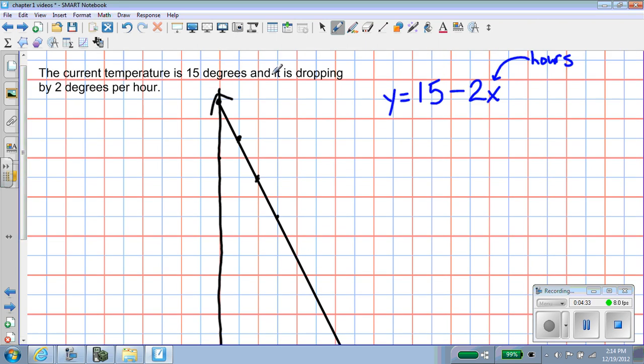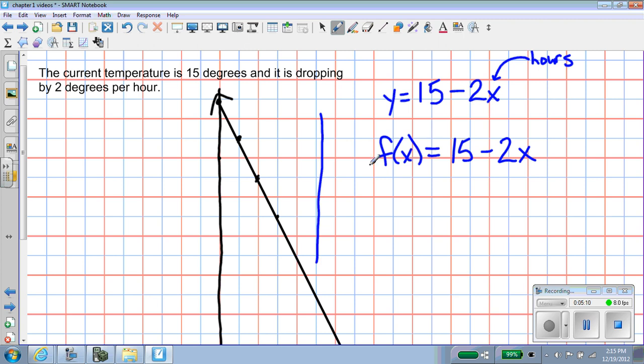So we've got words, we've got a symbolic representation, and if I try to do my vertical line test, if I pass this vertical line, it never intersects the graph more than once, so this is a function. I could write this as f of x is equal to 15 minus 2x. So as a function of hours, I can find the temperature.